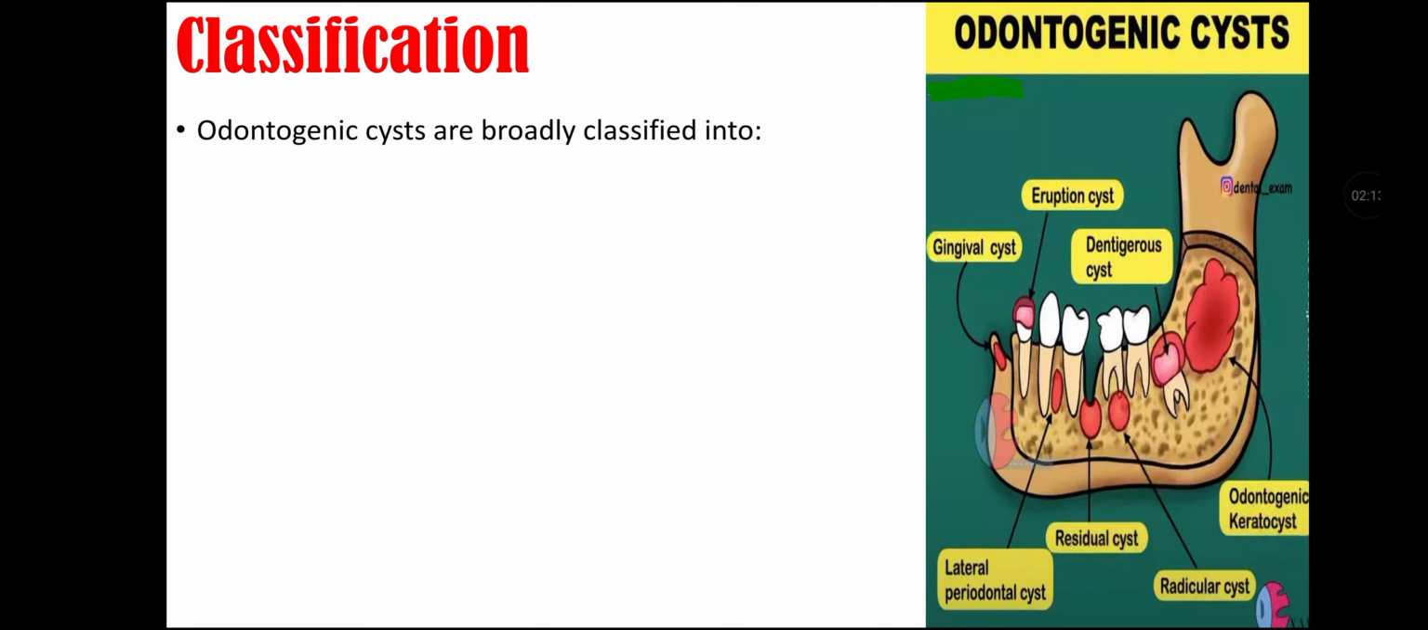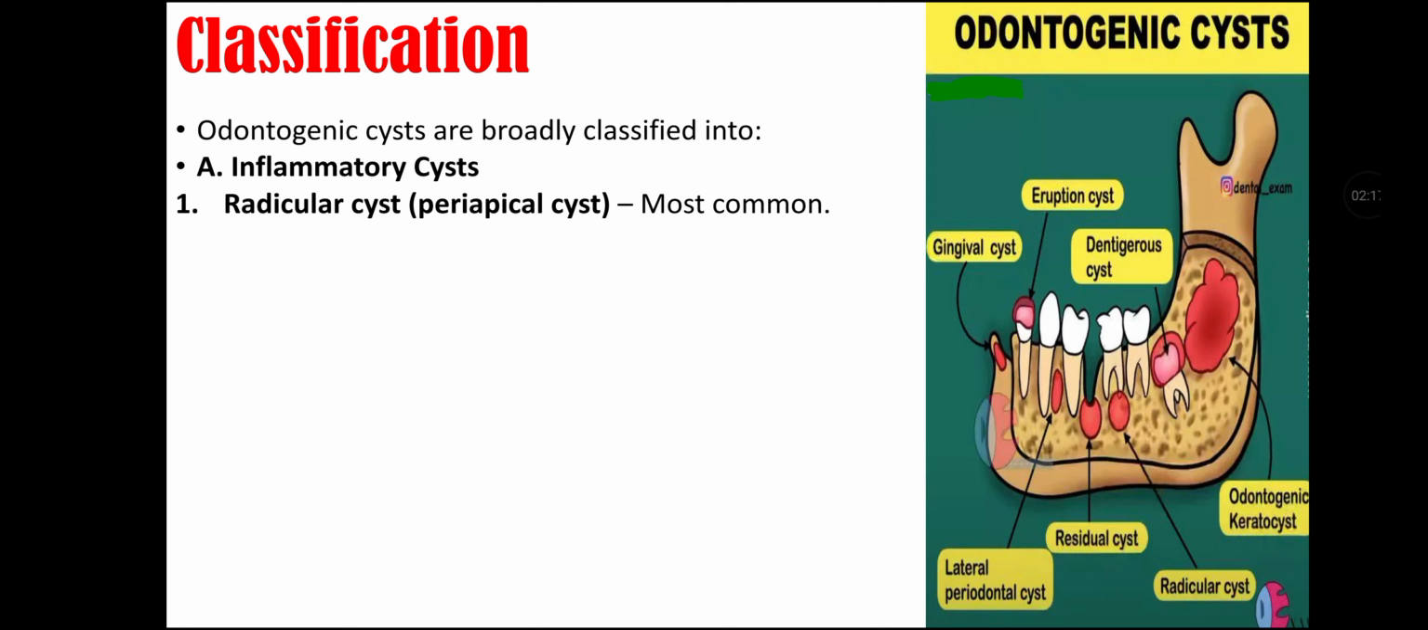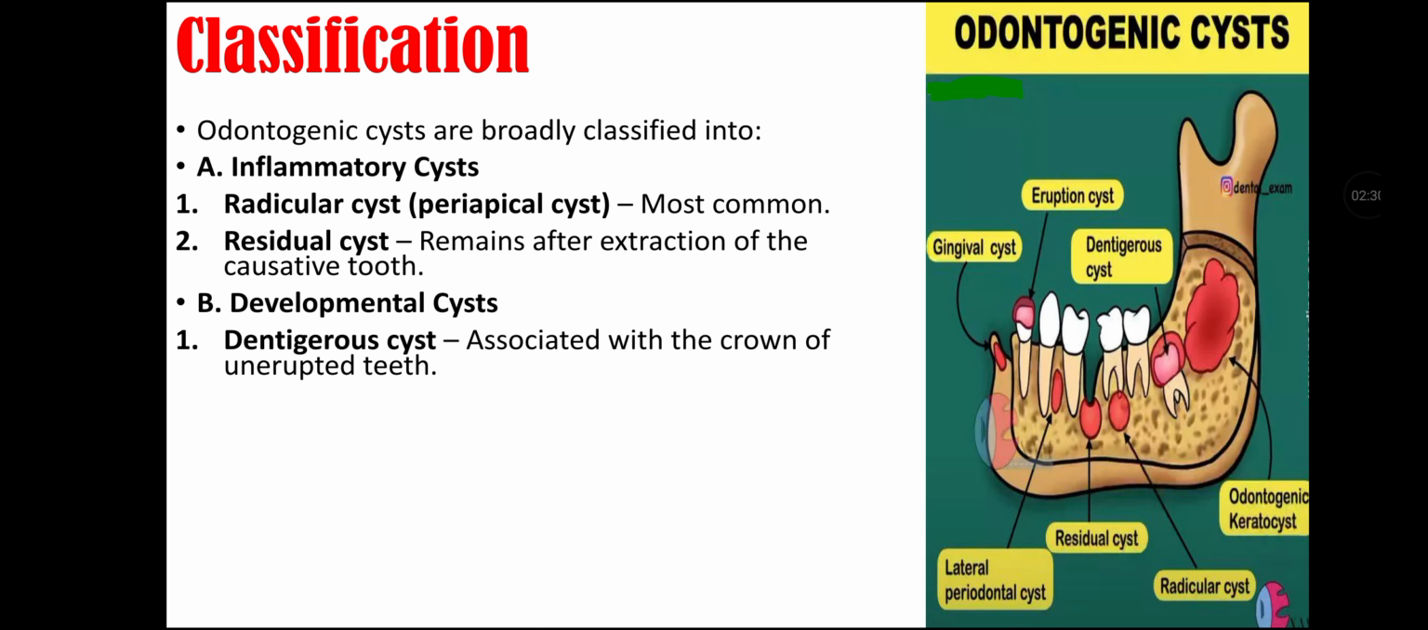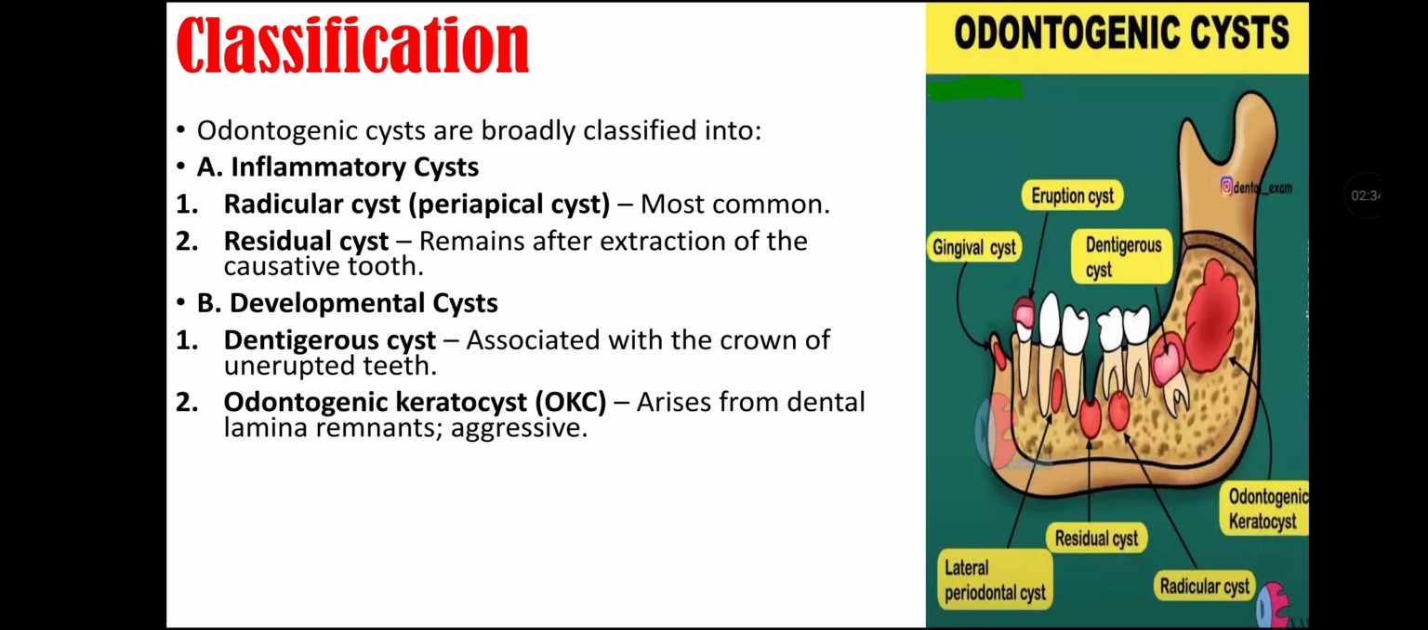Classification of odontogenic cysts. Odontogenic cysts are broadly classified into inflammatory cysts that include radicular cyst, that is most common, residual cyst, that is because of remains after extraction of causative tooth, and then there are developmental cysts that include dentigerous cyst that is associated with the crown of unerupted tooth, and odontogenic keratocysts that arise from dental lamina remnants, and it is aggressive cyst.